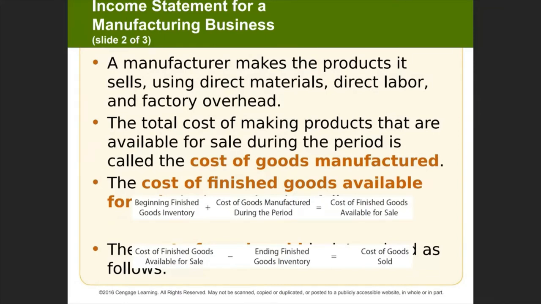A manufacturer makes the products it sells using direct materials, direct labor, and factory overhead. The total cost of making products that are available for sale during the period is called the cost of goods manufactured. The cost of finished goods available for sale is determined by taking the beginning finished goods inventory plus your cost of goods manufactured during the period. That gives you your cost of finished goods available for sale. For the cost of goods sold, you take the cost of finished goods available for sale minus your ending finished goods inventory, and that will tell you how many goods you've actually sold, your cost of goods sold.